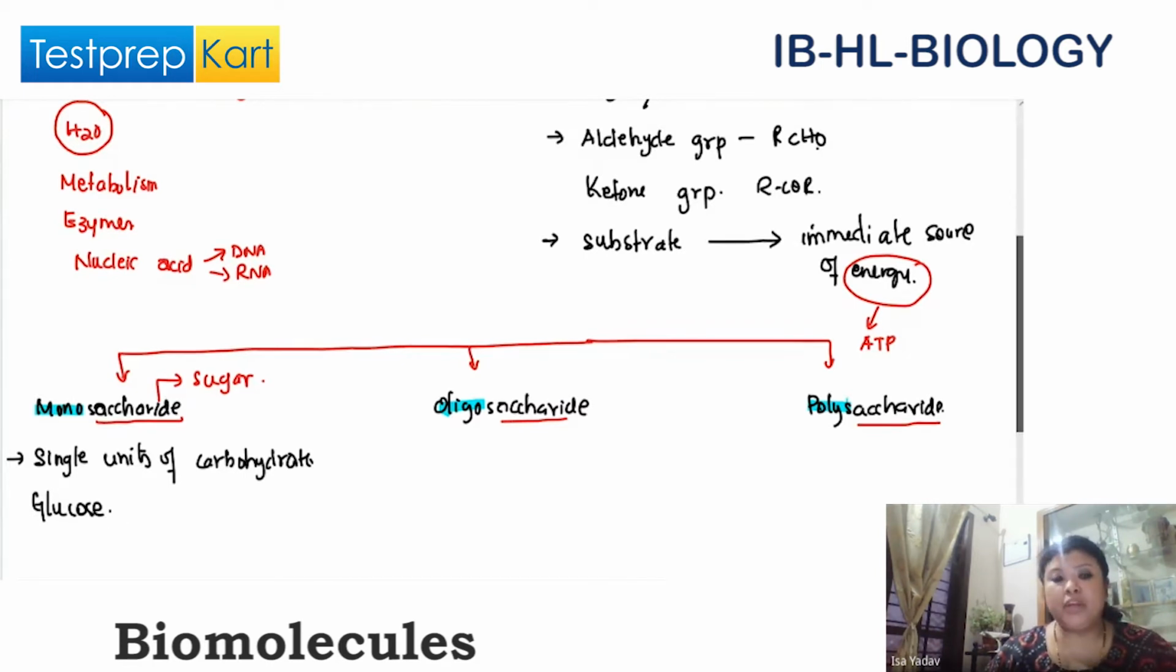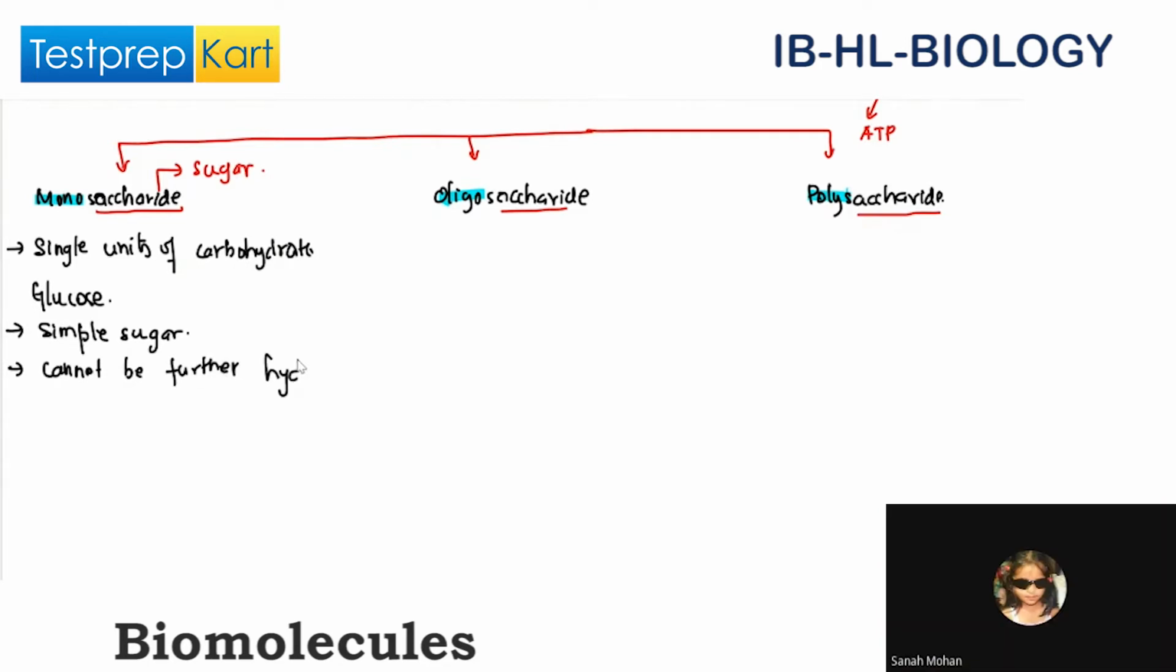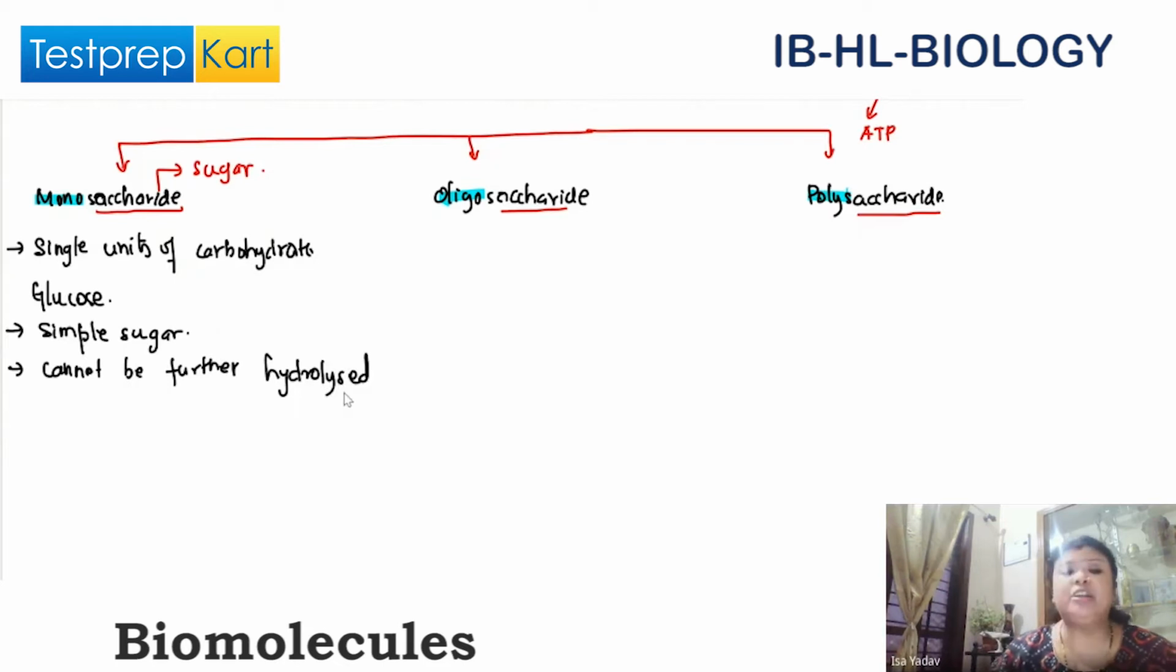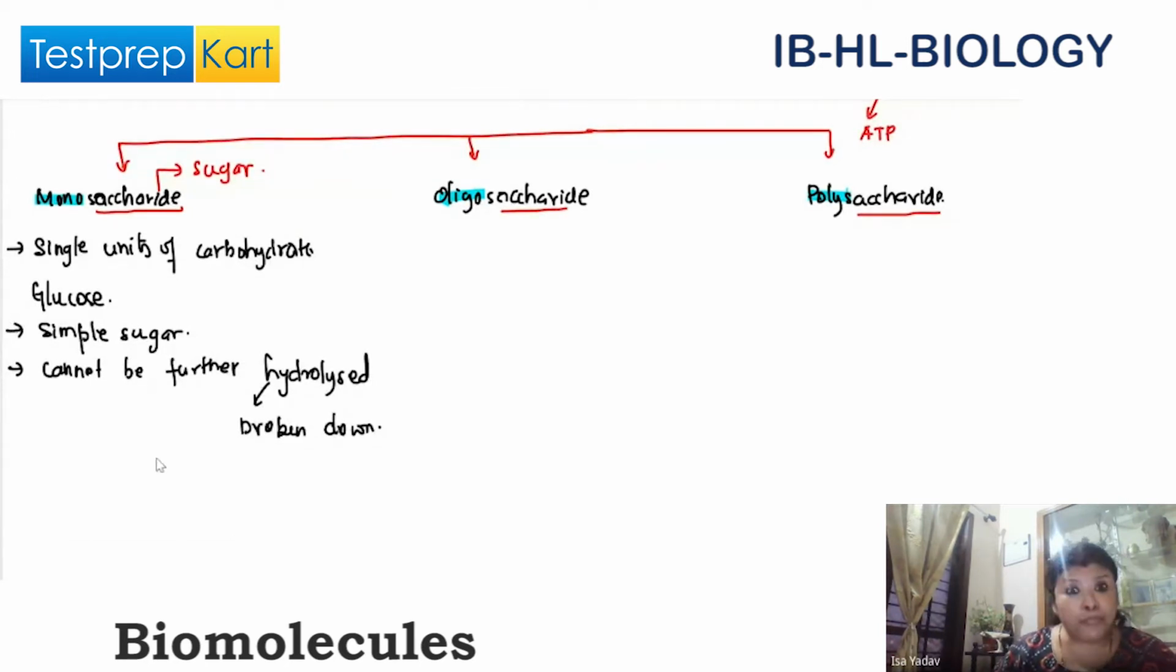For example, glucose; these are termed simple sugars. Monosaccharides cannot be further hydrolyzed. Hydrolyzed means they cannot be further broken down. They are so simple, they are the simplest unit. They cannot be further broken down. This is an important point.